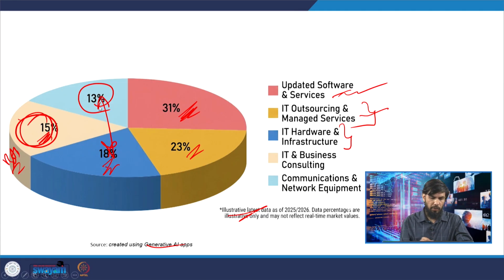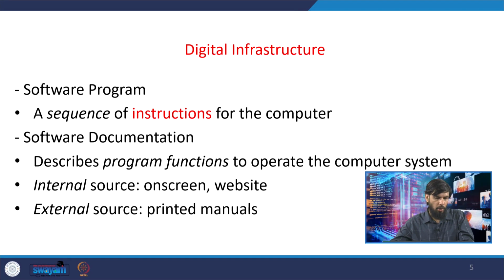This is more like a hardware axis and this is more like a software axis, and consulting can be on both these components, whether hardware or software. So, this is the overall picture in terms of IT spending. This gives us a fair idea about what is happening at a higher level across industries. Now, moving on, let us go through some of the definitions and terminology.